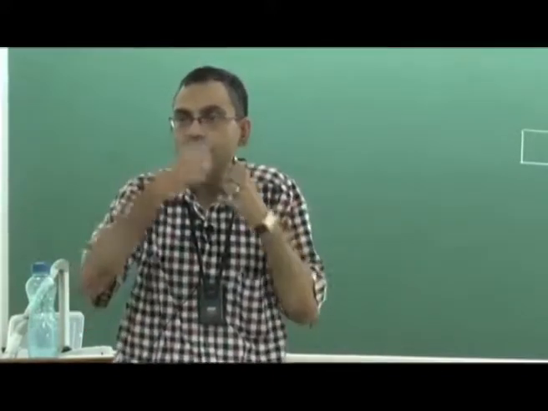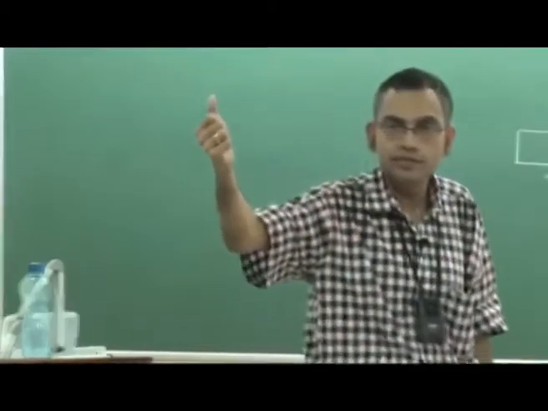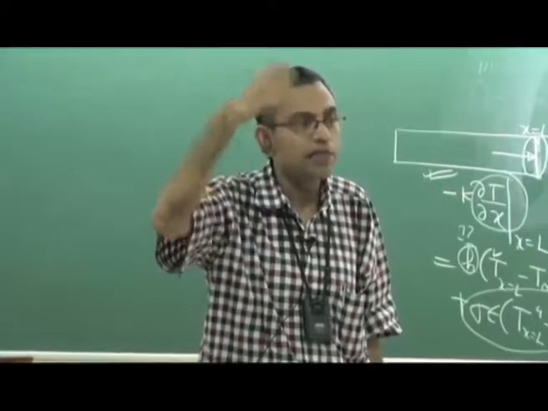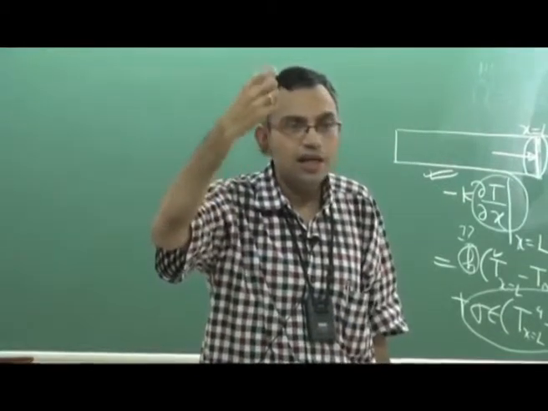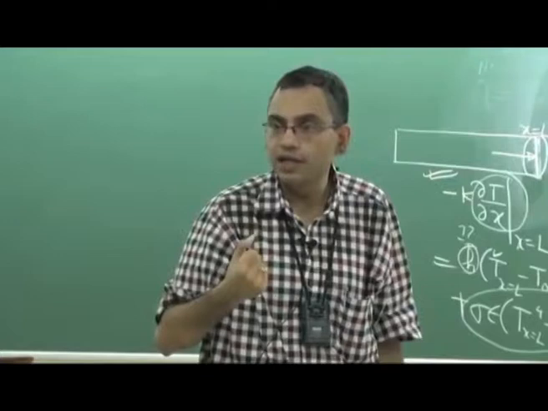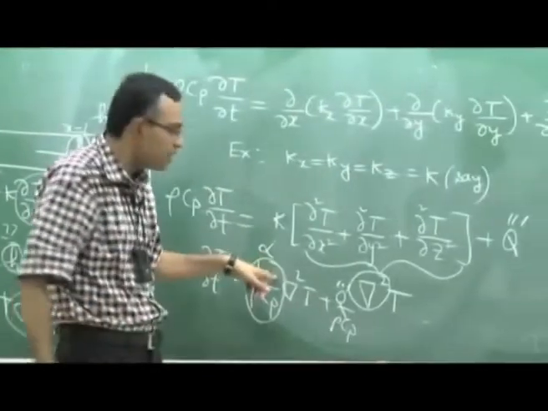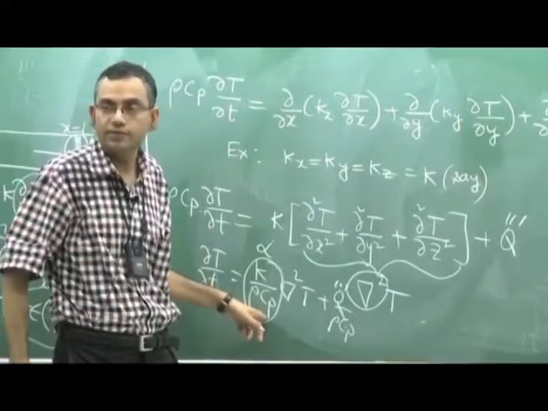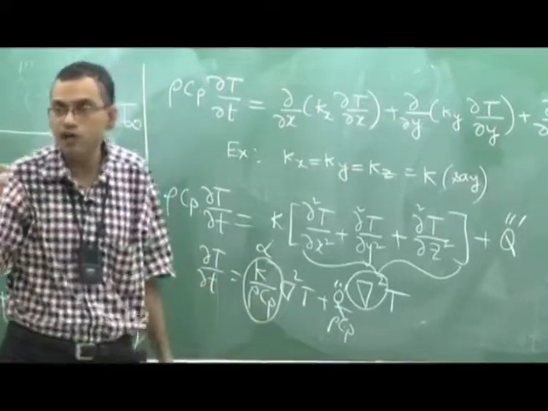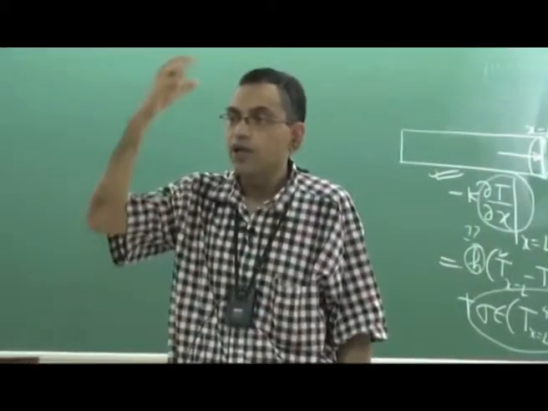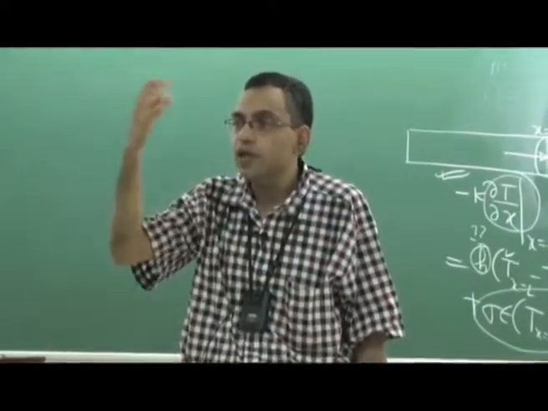k represents the ability to conduct thermal energy, and rho into C is like the specific heat. It represents the ability to store thermal energy. So it is the relative ability of conducting energy with respect to storing energy. That is what is important, not the absolute value of conductivity, but the relative ability to conduct with respect to the ability to store.